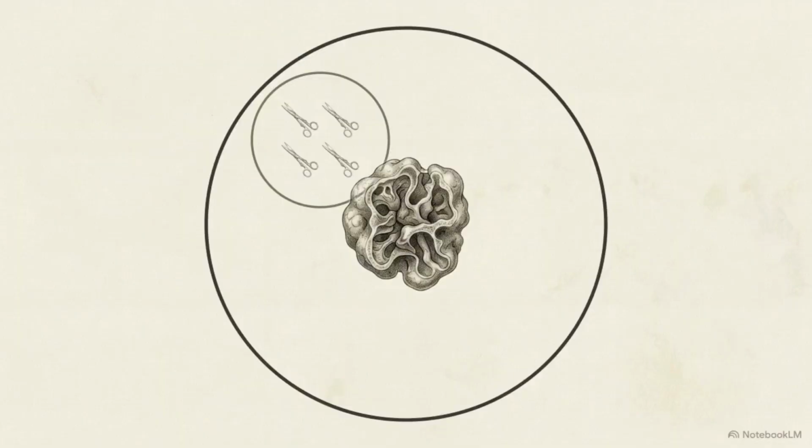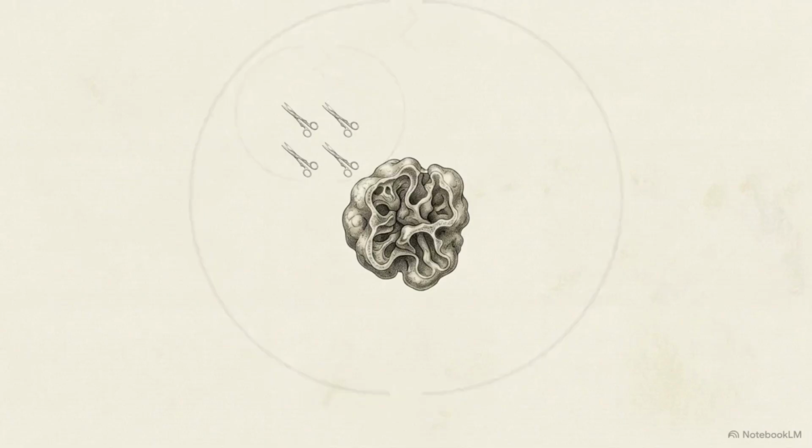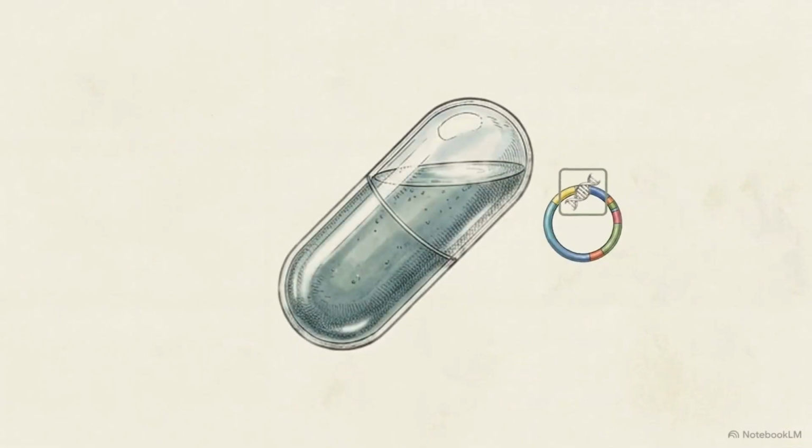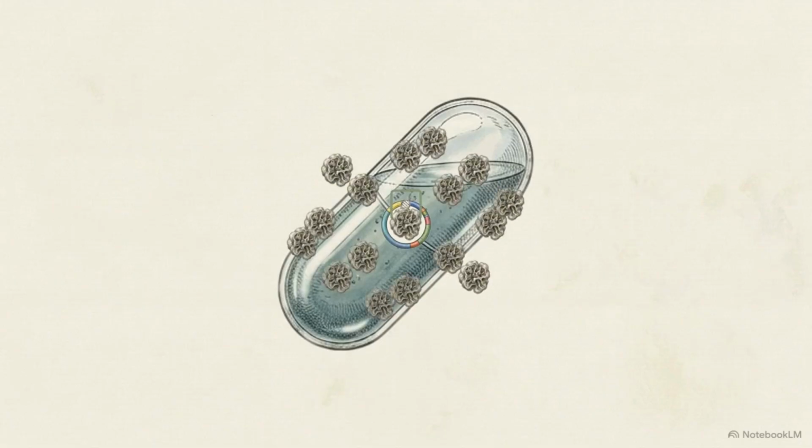And the moment you break open a cell to harvest it, you release endogenous proteases. These act like biological scissors, instantly chewing up the target protein before it can be safely isolated. To get around this, structural biology relies on heterologous overexpression. Researchers take the DNA of the target protein, insert it into a foreign host cell, and hijack that cell into becoming a dedicated manufacturing plant.